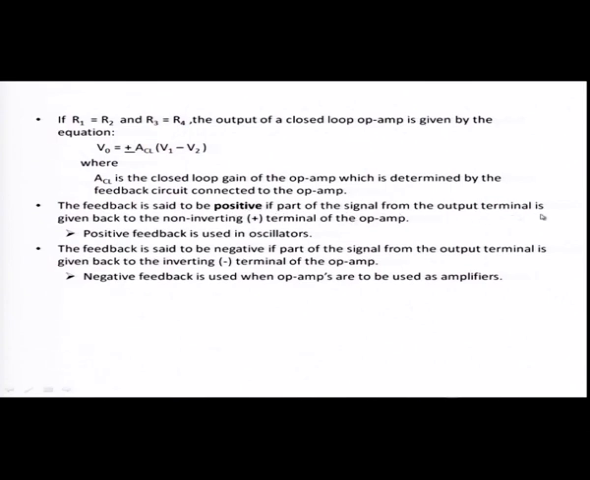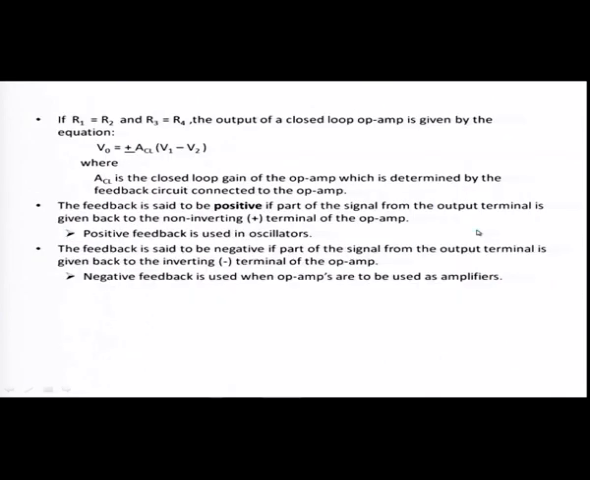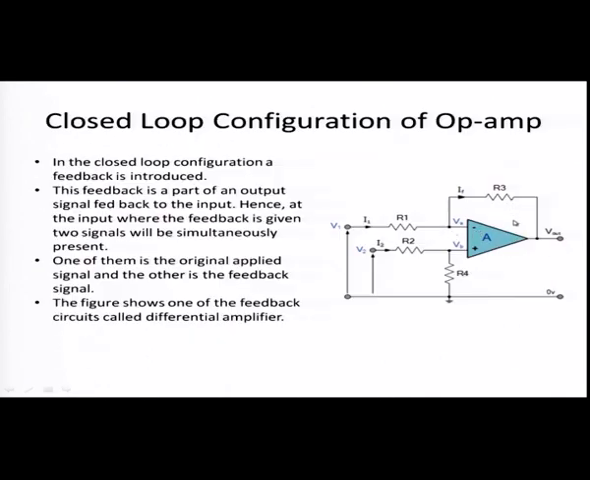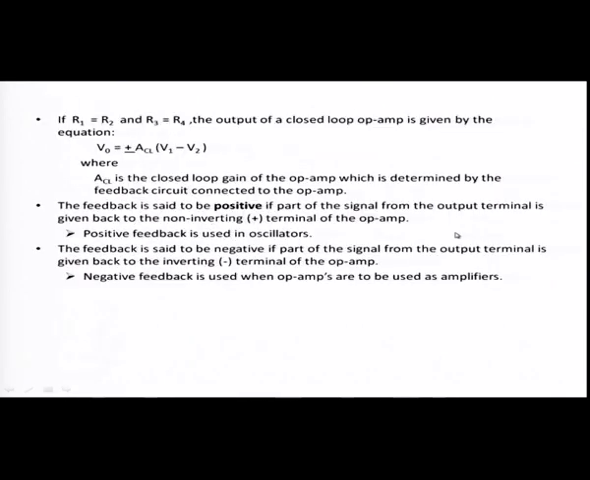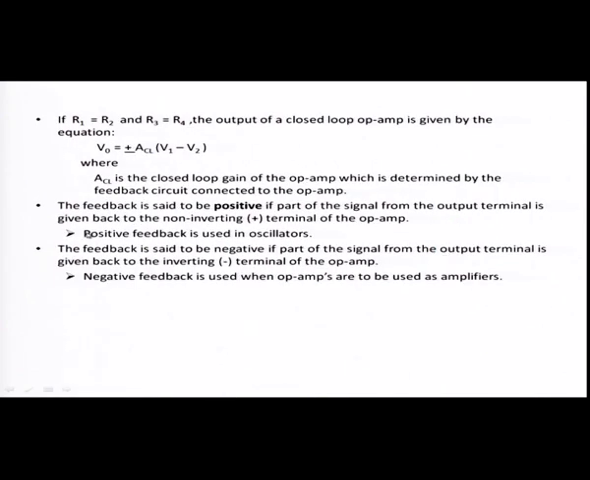The feedback is said to be positive if part of the signal from the output terminal is given back to the non-inverting terminal of the operational amplifier. Here we have given it to the inverting terminal, so this feedback is said to be a negative feedback. If it is a positive feedback, you have to give the output to the positive terminal. In that case, the circuit is an oscillator. Positive feedback is used in oscillators. If the feedback is negative, then it is an amplifier circuit.